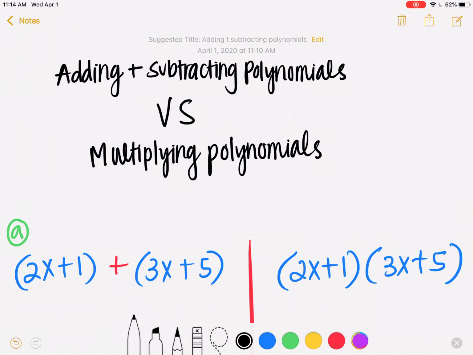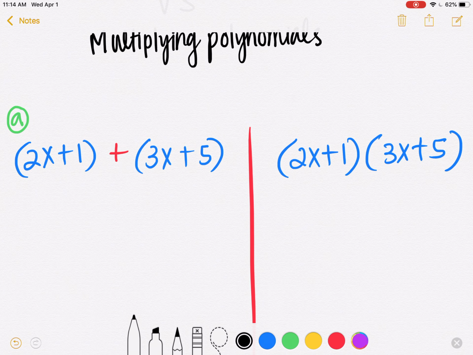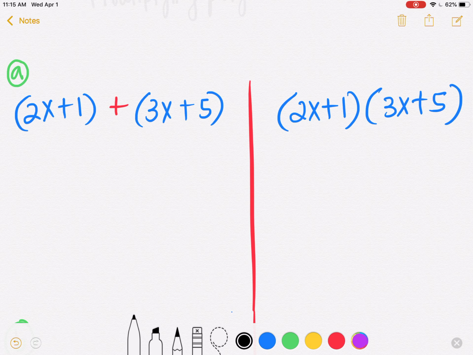Hey everyone, so I'm recording this in addition to the lesson that you already have this week. I just want to outline some differences between adding and subtracting polynomials versus multiplying polynomials. So I'm going to go through some examples. Some of these you might recognize from your homework. I just want to mention some mistakes that I've been seeing, and then I want you to see an example of each with the same polynomial so that you could see the differences.